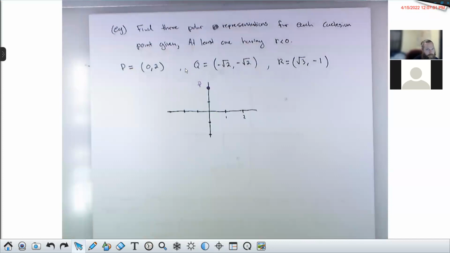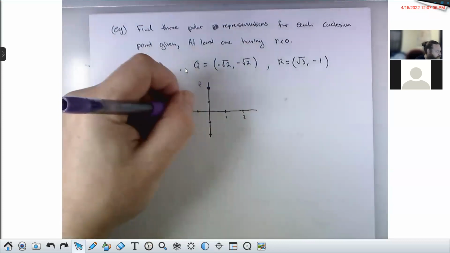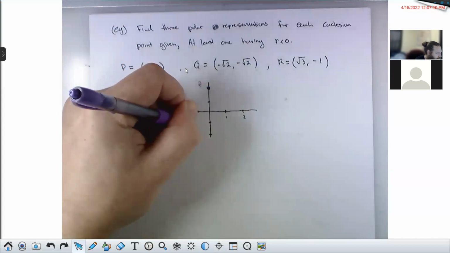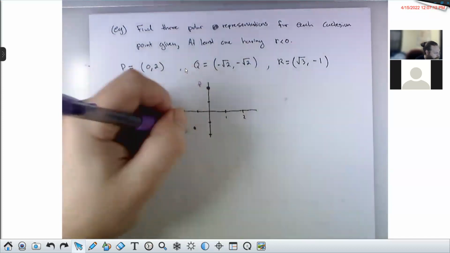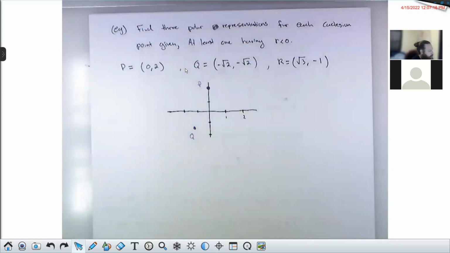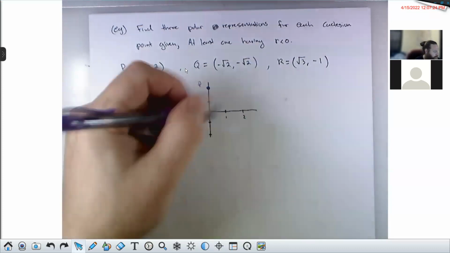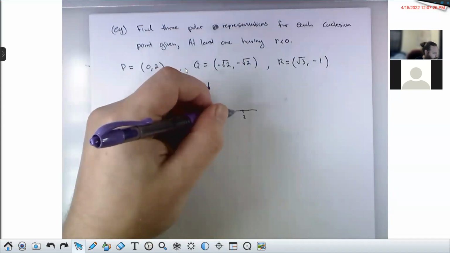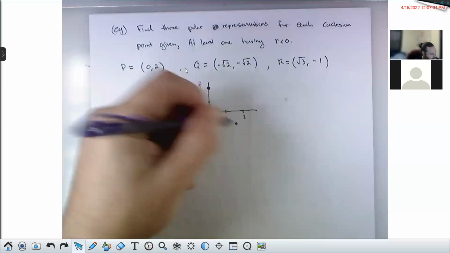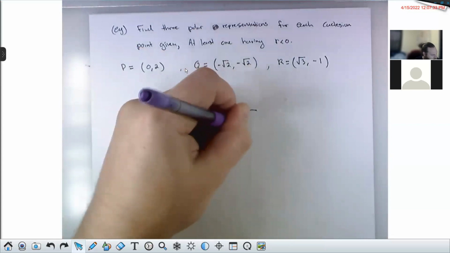The point Q is at -√2, -√2. Now √2 is about 1.4, so -√2 is like right here. -√2, -√2 is like right here. Here's the point Q. Square root of 3 is about 1.5. It's a little bigger. So like here is +√3, -1. Here's the point R.